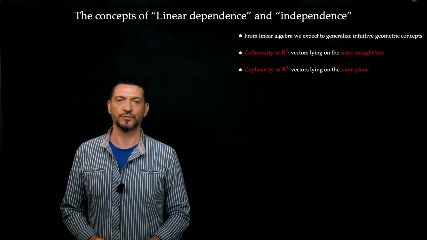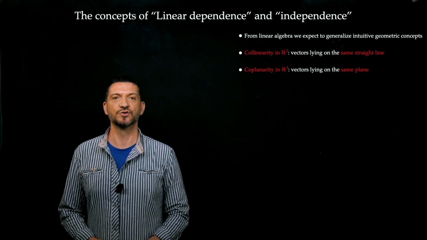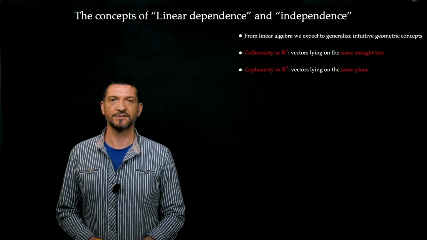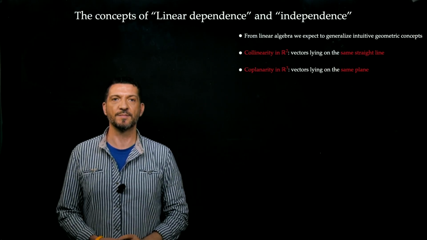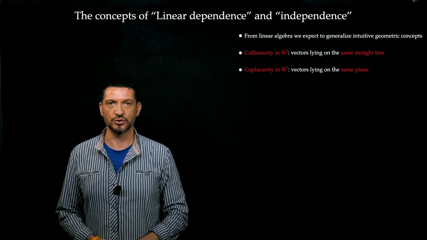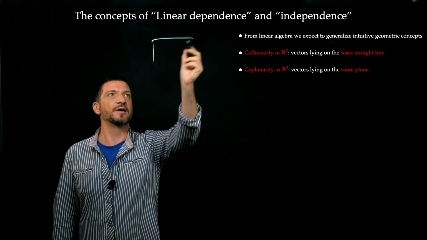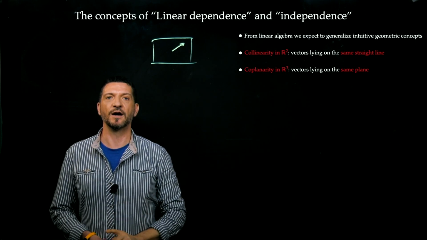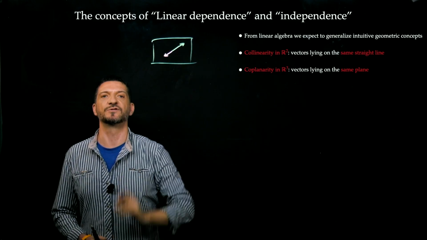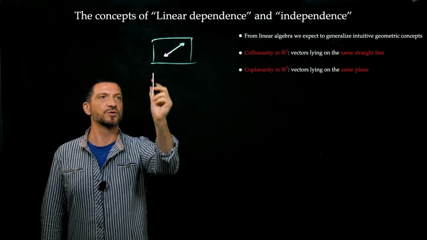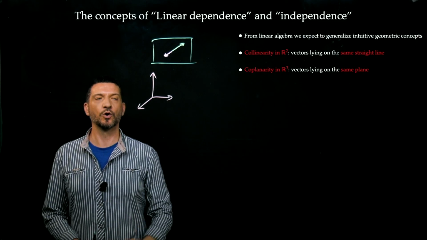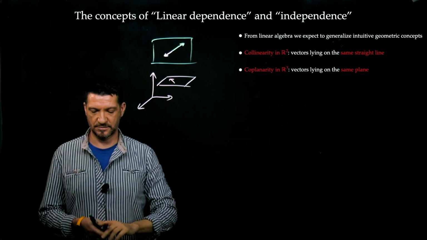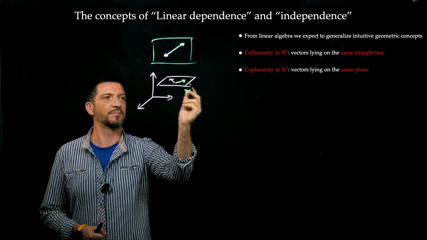Since the beginning of this course, we have seen that we can generalize intuitive geometric concepts using linear algebra. Thus, we may wonder if we can generalize the concepts of collinearity in 2 dimensions and coplanarity in 3 dimensions. Two vectors in the plane are collinear if they have the same direction, and so if they lie on the same straight line, for example, these two here. Instead, in the 3-dimensional space, two vectors are coplanar if they belong to the same plane, for example, these two vectors here that belong to the plane pi.